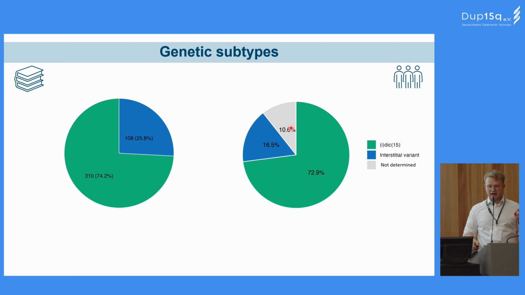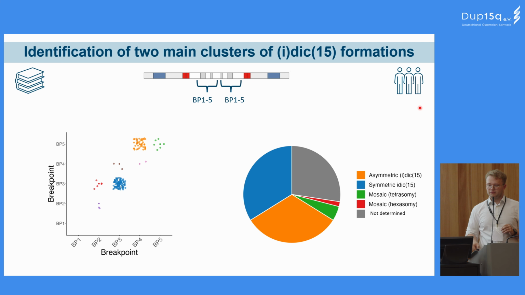In the next slide, we will focus especially on the IDIC-15. We will start here with the general structure of an IDIC-15. We are going from left to right. You have a p-terminal region, then a centromeric region in red. Then you have genetic material of the 15q arm with different breakpoints, and then again genetic material of the 15q arm, again with different breakpoints. Again a centromere, and then a p-terminal region.